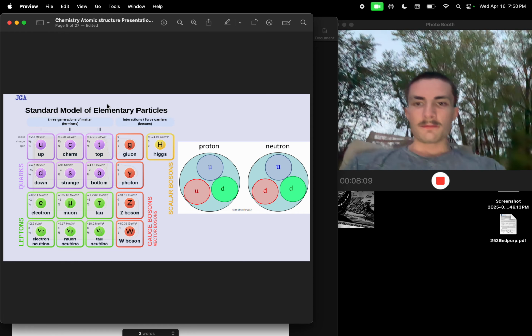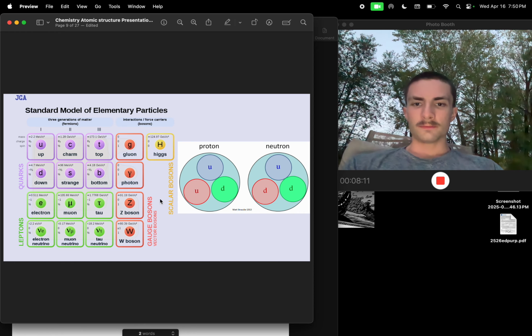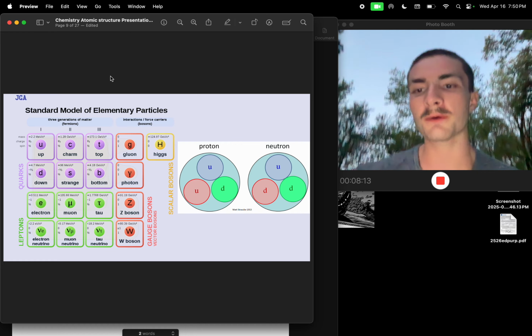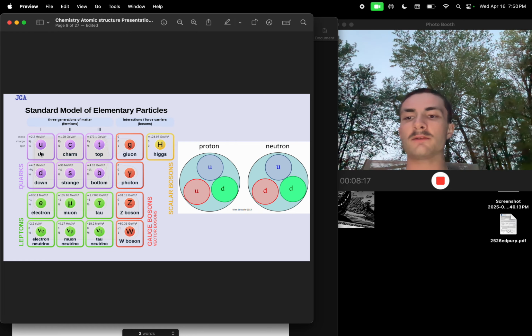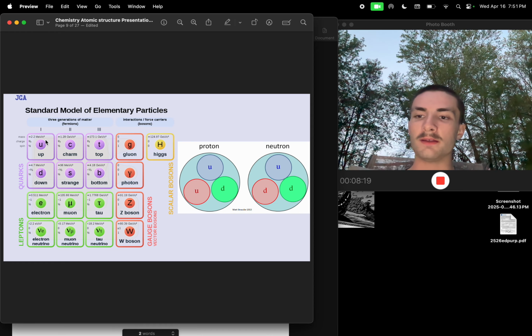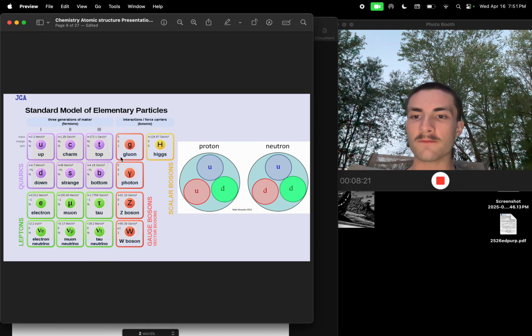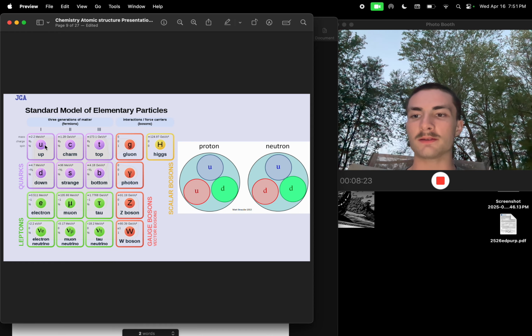And here I want to talk about all the elementary particles. These are all the elementary particles. The only ones that I want to focus on with this are going to be the up, down, electron, gluon, photon, and Higgs. So let's start with up and down.